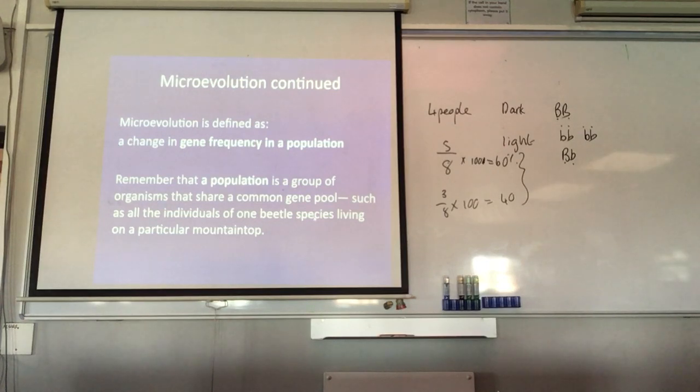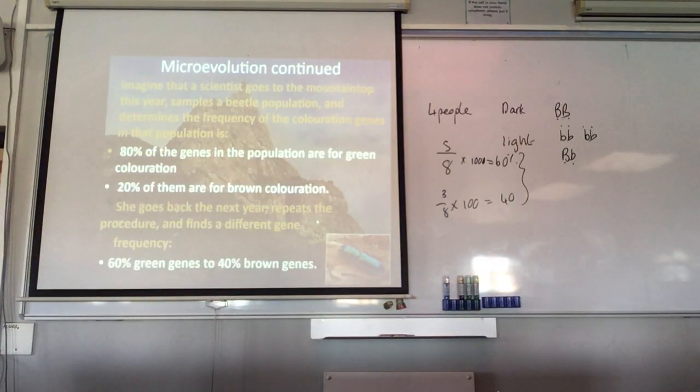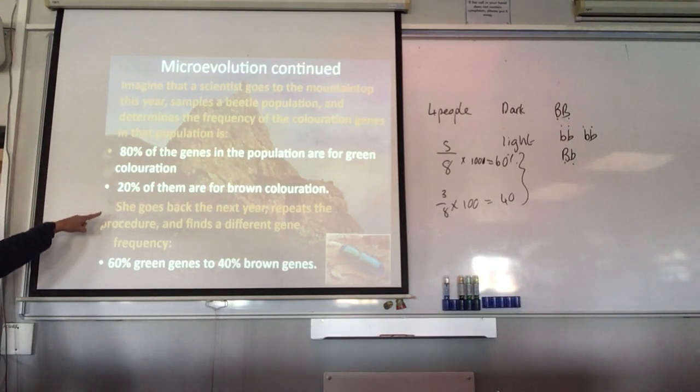So the common gene pool, and now there's other alleles emerging. That's what microevolution is. I don't want to read every single thing. So they often use this thing about beetles. A scientist goes to a mountaintop and she sees beetles. And she sees 80% of them are green and 20% are brown.